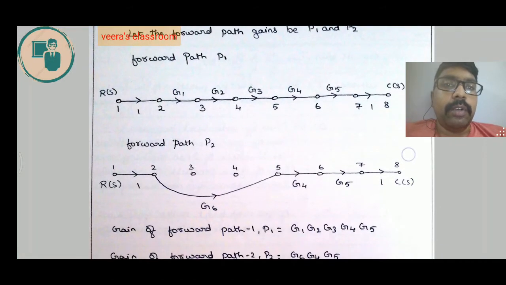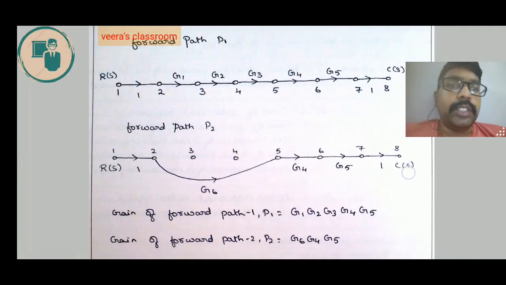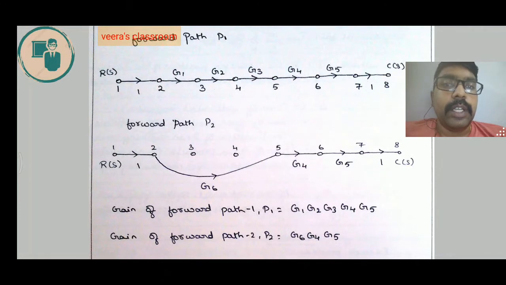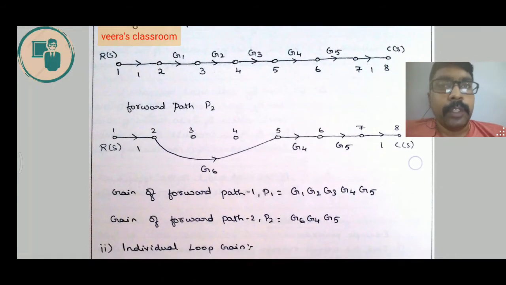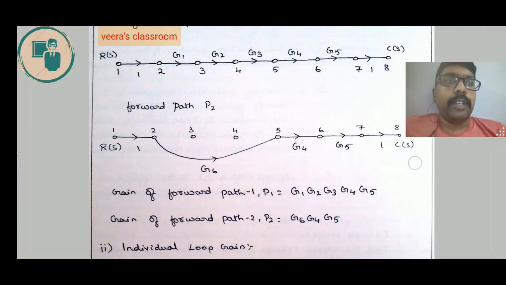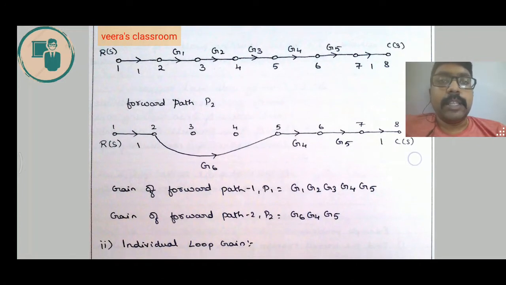So the gain of forward path 1, P1, is G1, G2, G3, G4, G5, and the gain of forward path 2, P2, is G6, G4, G5. So step number 1 has been completed. We have found the forward paths. Step number 2, individual loop gain.